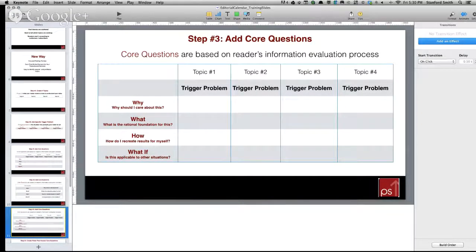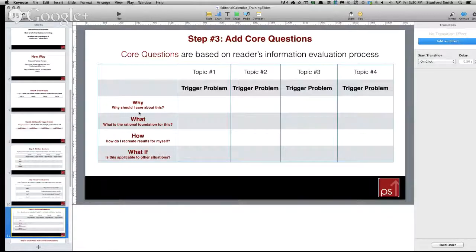Let me pause here because I'm racing through this and I want to make sure everybody gets it. So let me recap. The first thing you're going to do is come up with your 4 topics, and those are across the top. The next thing is to come up with a trigger problem. You want to have that in front of you to reference because it keeps you focused on the reader's problem. What questions are going through their head? Why are they there? What's motivating them to be at your blog? Why did they visit? Why did they start searching? And then we ask these core questions: why, what, how, and what if.